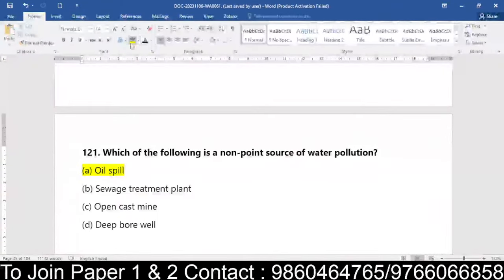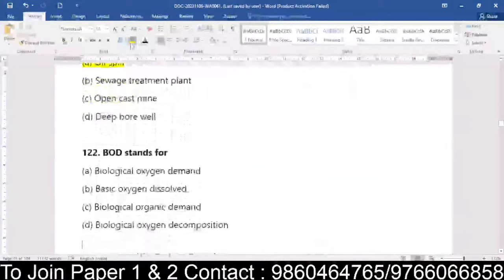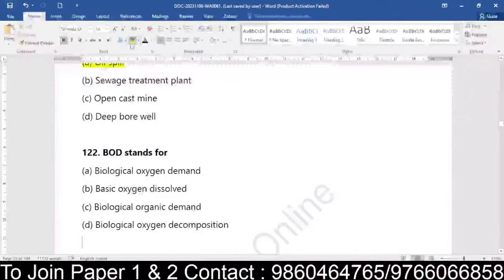Question number 122, I have in fact told you in one of the classes, in this recent class itself. So again, this should not go wrong. I hope 121 is answered and everyone knows the right answer. Let's come to question number 122.